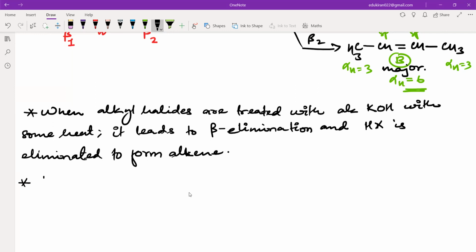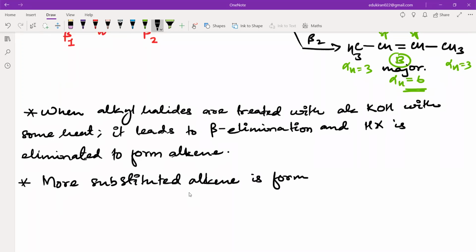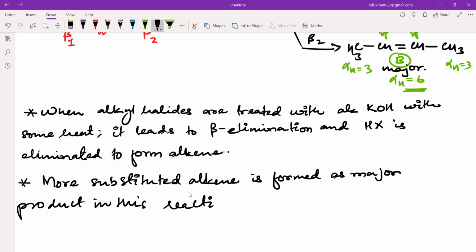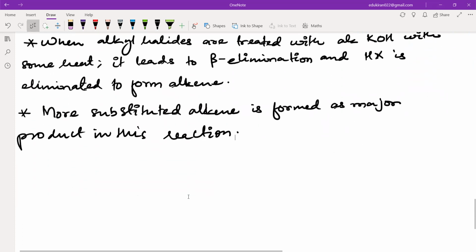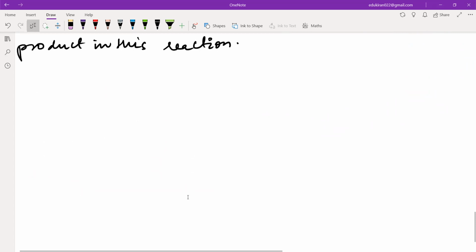Next point is that more substituted alkene is formed as major product in this reaction. Okay, so more substituted. That means the carbons of the double bond will have more number of alkyl groups. So I'm giving you some questions. Let us discuss them.